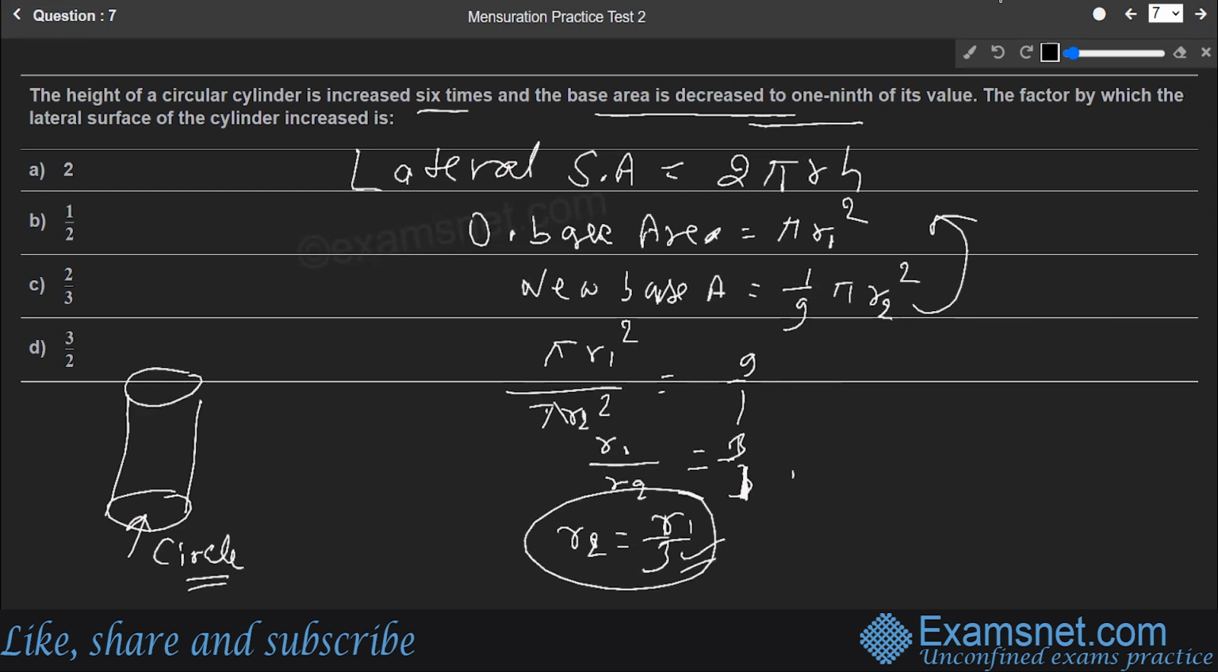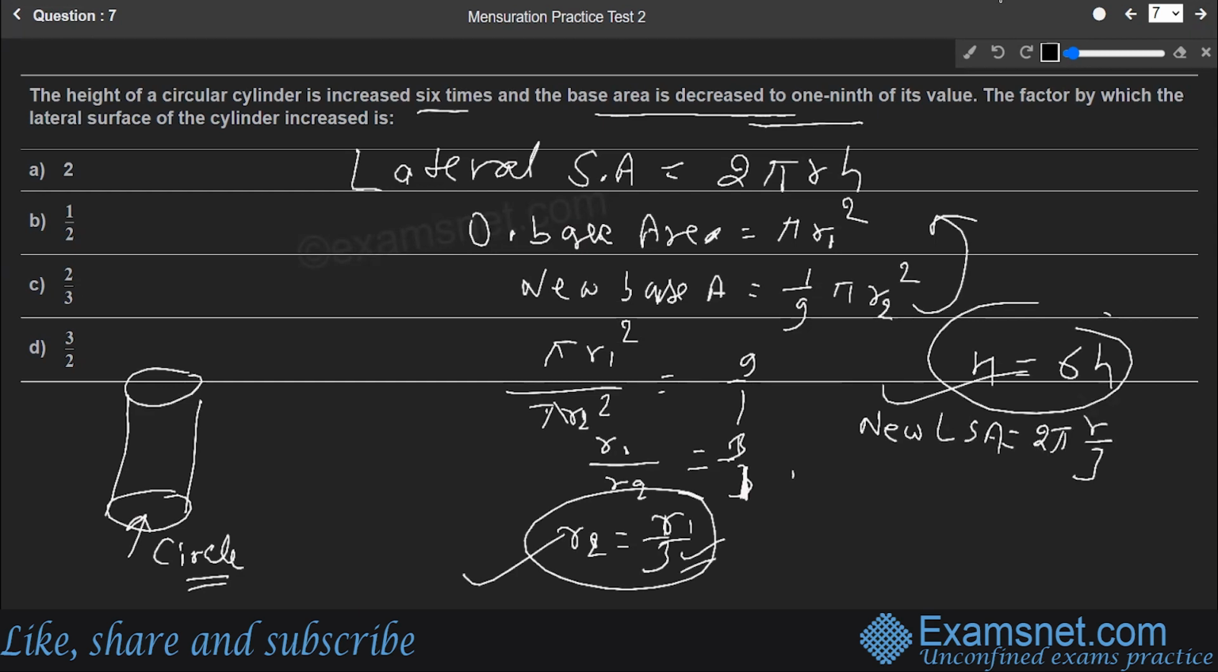So this is the new radius, r by 3, that is 1/3 of the old radius. We're going to use this. And what has happened with the height? He has said the height of the cylinder is 6 times. So the new height, let's say capital H, is 6 times the old height, that is 6h. So we'll use r2 as the new radius and capital H as the new height. The new lateral surface area will be 2 pi rh. In place of r, we put r by 3, and in place of h, we put 6h. These are the values we have transformed, which comes equal to 4 pi rh.